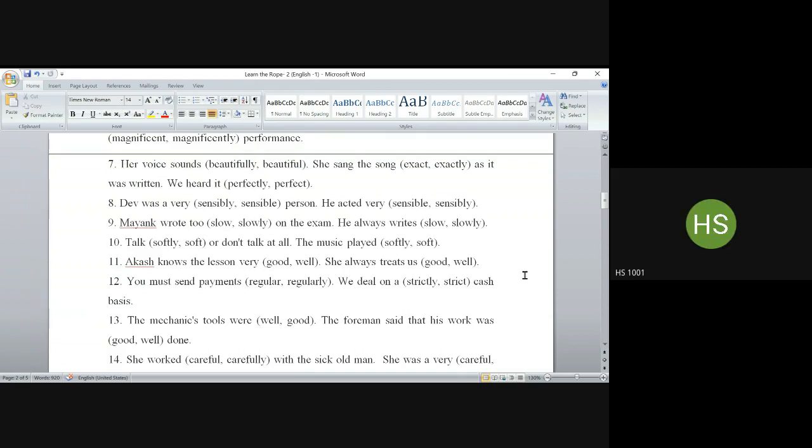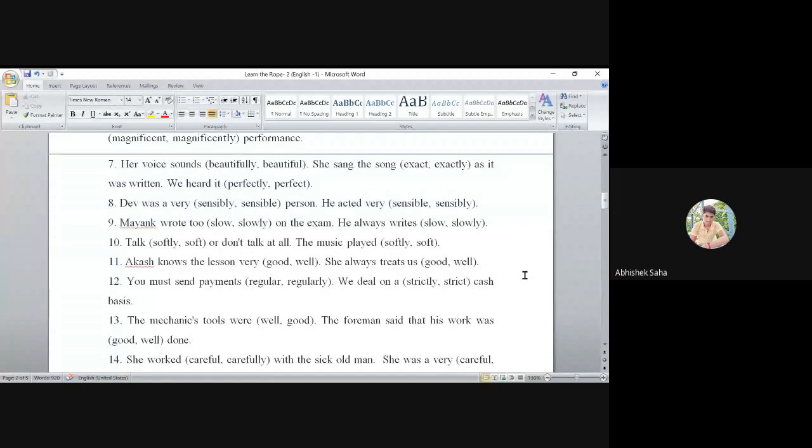What is it modifying here? A noun? No, he always writes... Writes is not a noun. It's a verb, right?